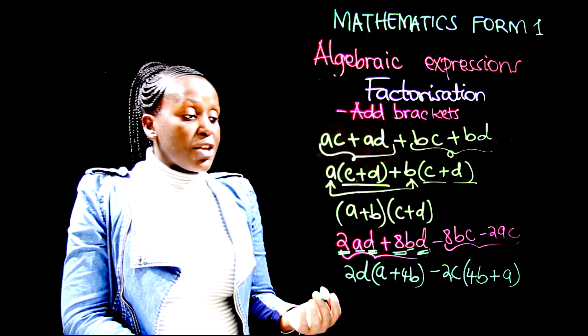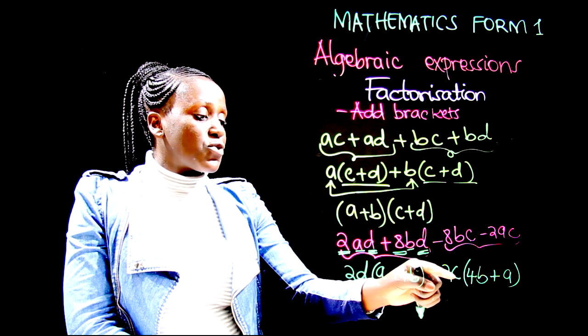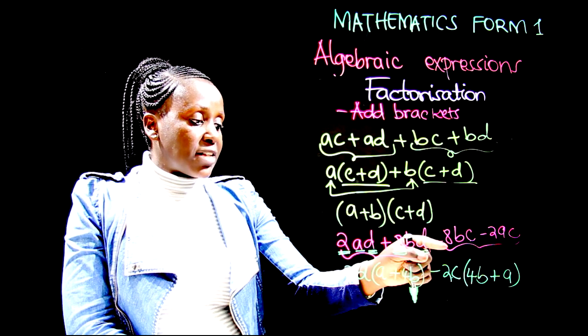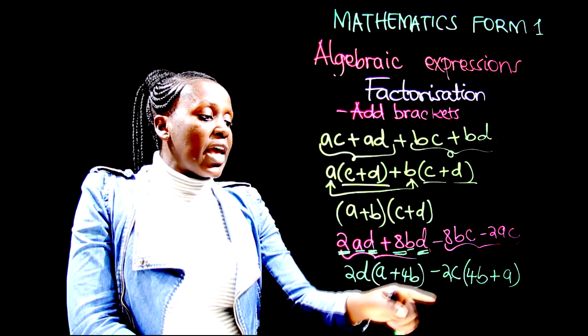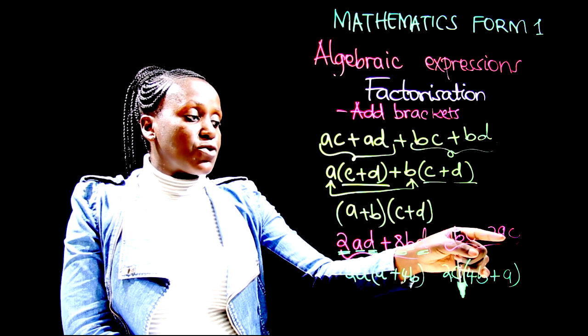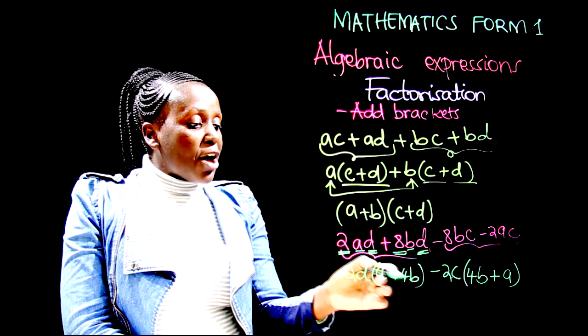Now, confirm whether you are right by opening the bracket. Negative 2C times 4B. Negative 2 times 4 gives you negative 8. C times B gives you BC. Negative 2C times A will give you negative 2AC. So we are correct.